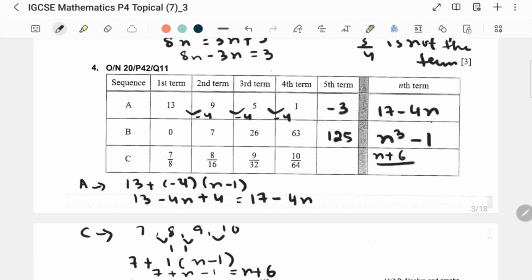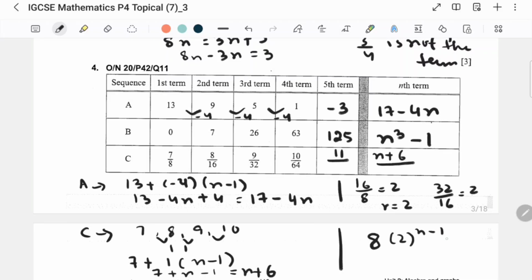First of all, just write down the numerator: 7, 8, 9, 10, 11. Denominator: 8, 16, 32, 64. You just multiply by 2, so here you have a geometric sequence. 16 upon 8 is 2 and 32 upon 16 is also 2. It means r is 2. a r to the n minus 1, where a is 8 in the denominator. 8 times 2 to the n minus 1, simplify. That is equal to 2 cube into 2 to the n minus 1.